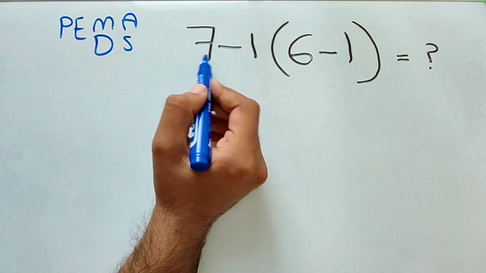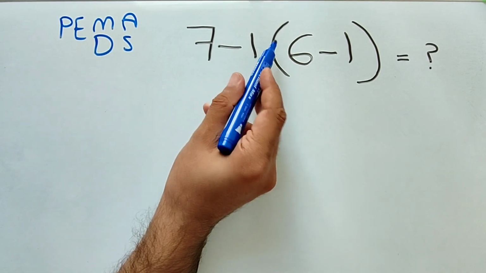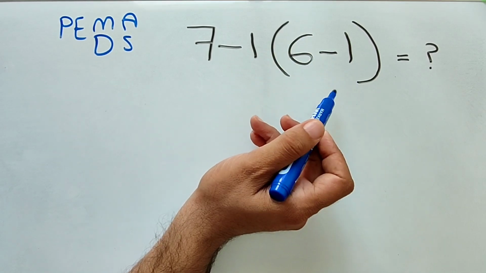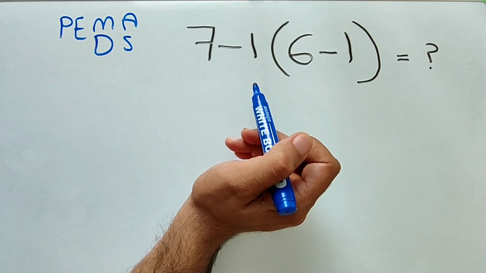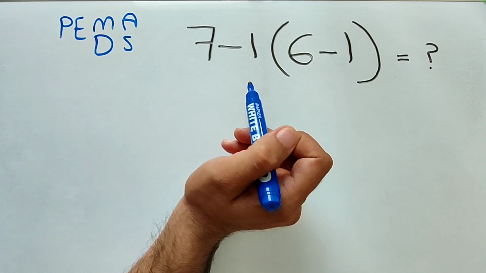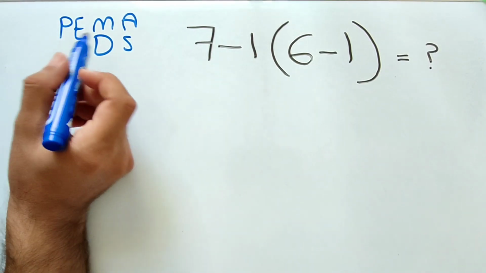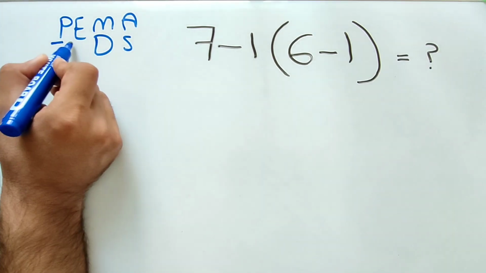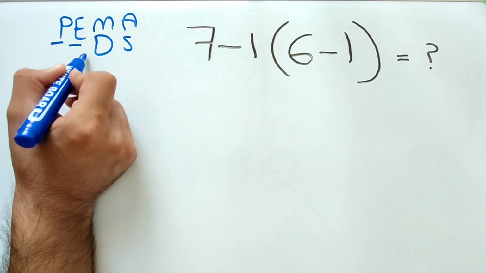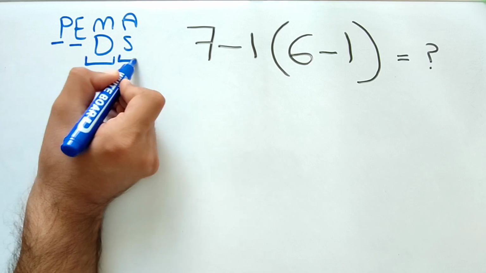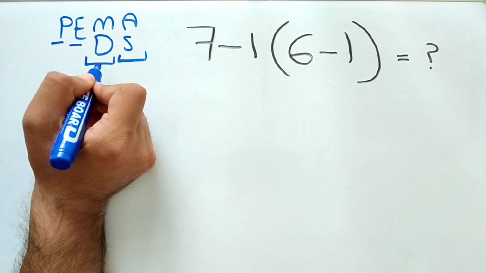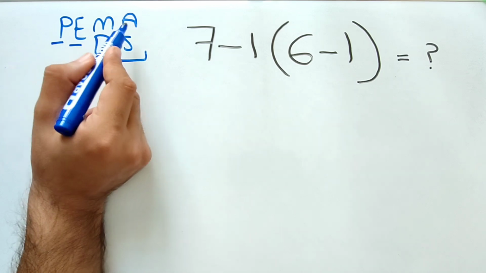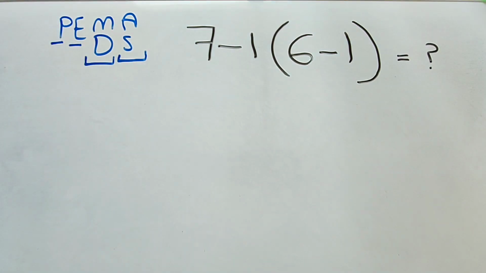We have here 7 minus 1 times (6 minus 1) in parentheses. As we know, according to the rules of mathematics, PEMDAS, we have to solve this math expression in this way. First parentheses, then exponent, then multiplication and division, and then addition and subtraction. As we know, multiplication and division are equally important, and addition and subtraction are equally important.